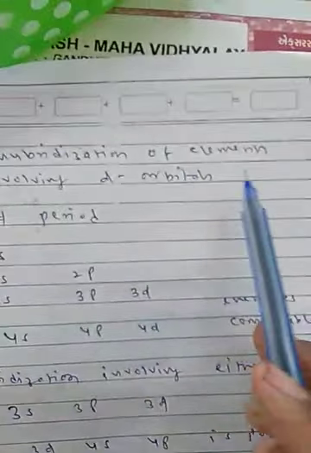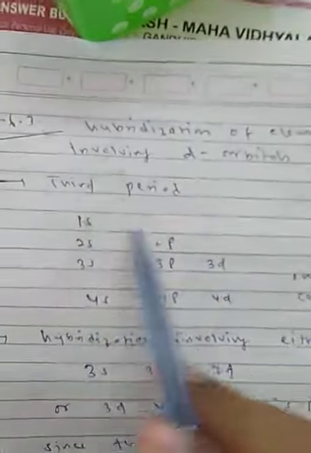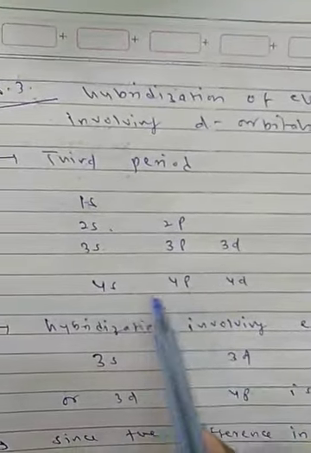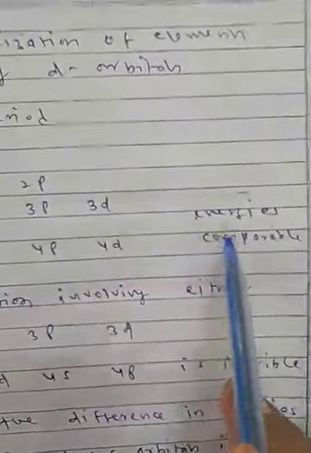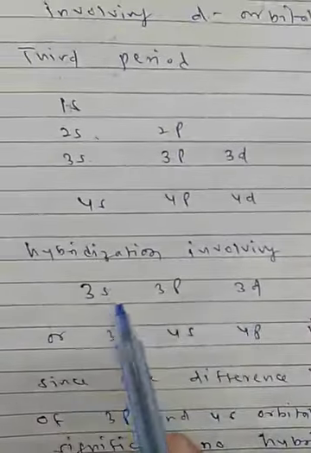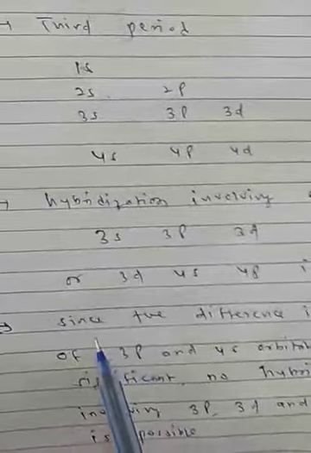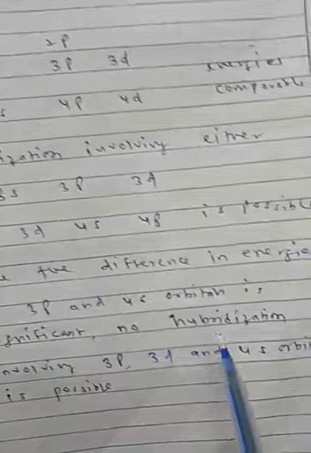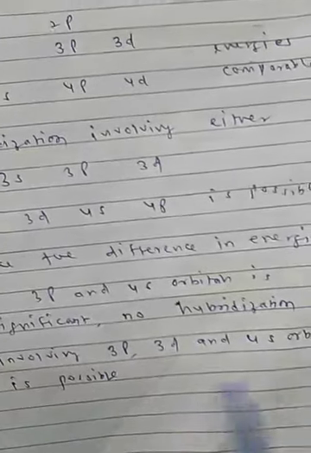Now, hybridization of elements involving d orbitals, the elements present in the third period. See, 1s, then 2s, 2p, 3s, 3p, then 3d, 4s, 4p and 4d; the energies are comparable. So hybridization involving either 3s, 3p and 3d, or 3d, 4s and 4p is possible. Since the difference in energies of 3p and 4s orbitals is significant, no hybridization involving 3p, 3d and 4s orbitals is possible.